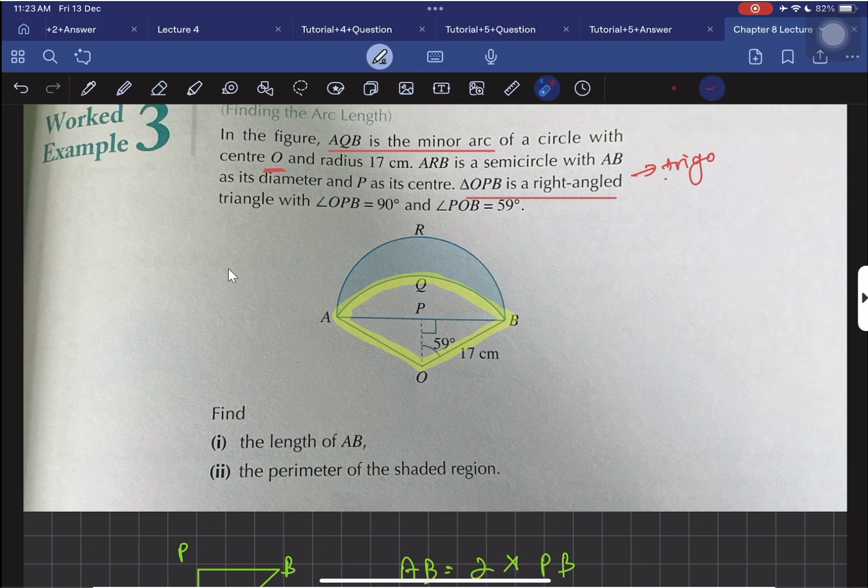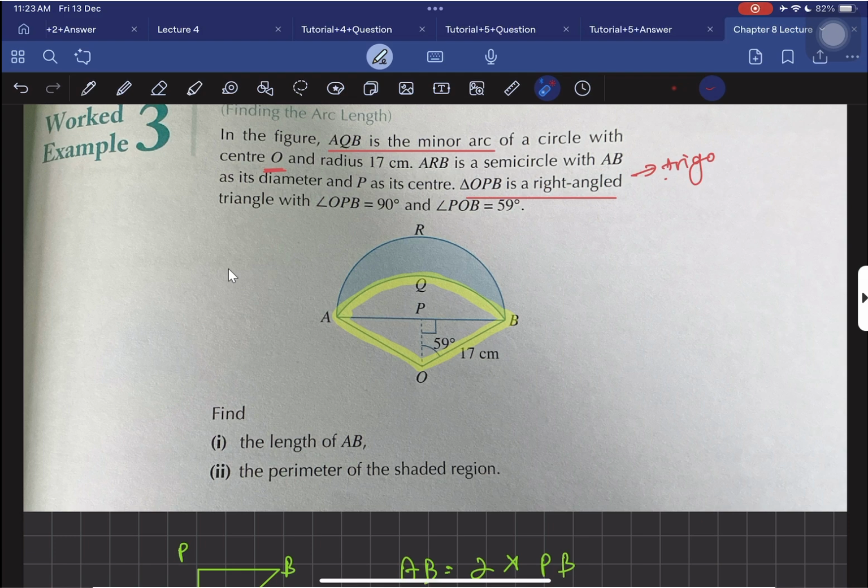So in this case, they told you that AQB is a minor arc with a center O. Okay, so don't get confused that the center O is for ARB. So always read the question and take note of this. And then they give you that the radius is 17 cm. Then you're also given that ARB is a semicircle with AB as a diameter and P is the center point.